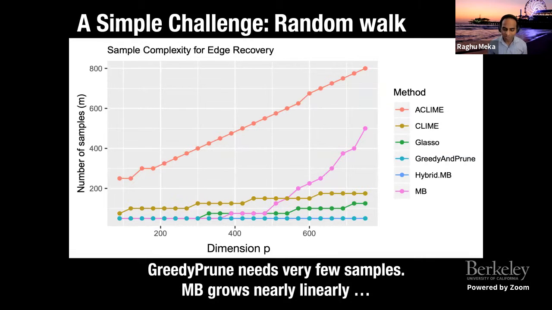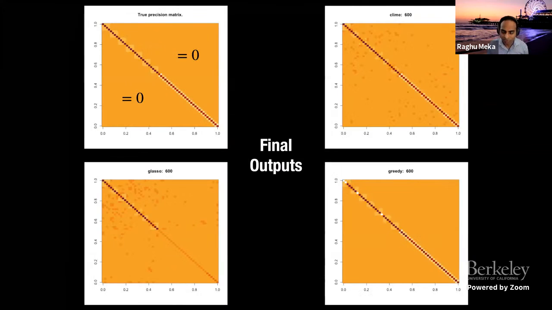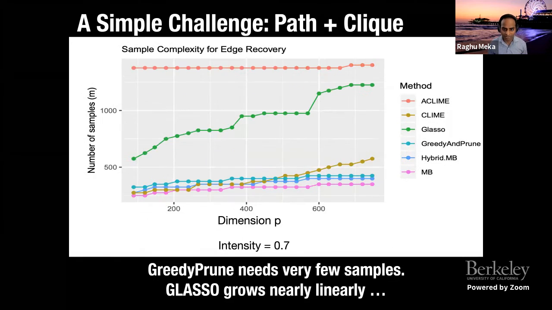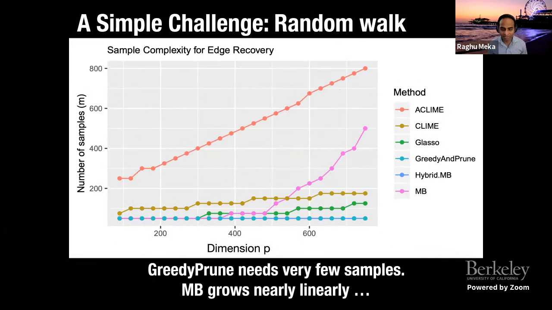And finally, there was this one method which I didn't talk about, but it's something that people proposed as a heuristic and implemented. It's the Meinshausen-Bühlmann method. It's kind of a lasso based on the Meinshausen-Bühlmann estimator. And on a simple random walk, it starts growing linearly, whereas greedy prune again works well. So in all of these variations, greedy prune does well, but the existing methods do not seem to have logarithmic dependency for recovering the graph.